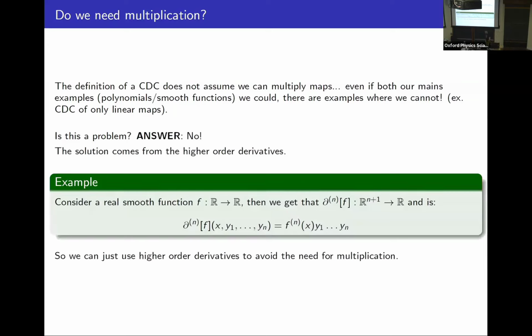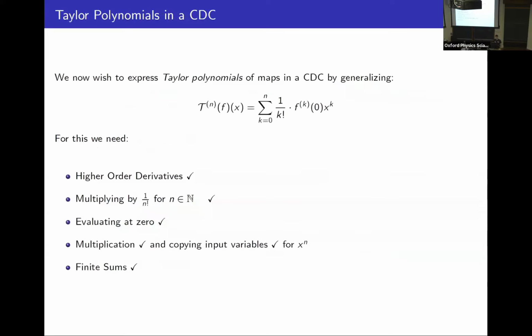The solution comes from higher order derivatives. The multiplication is hidden in there. So the way that we're going to solve this is that if you look at the example where you take just a smooth function from R to R and you look at the nth higher order derivative of that function, the last n terms are getting multiplied together. And this is the concept that we're going to use to get around the need of asking for a category to have multiplication. So now we have everything to properly define the notion of a Taylor polynomial in a CDC.